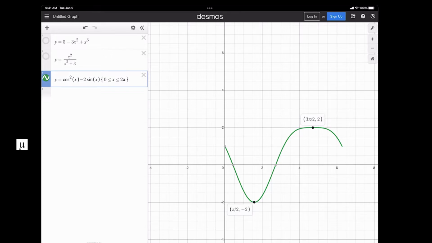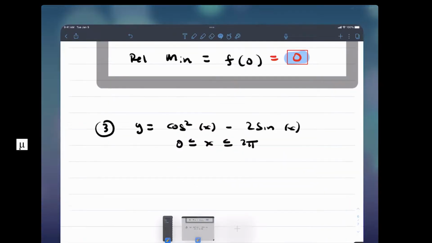And so as you walk left to right, I'm decreasing from 0 to pi over 2. Then I'm increasing from pi over 2 to 3 pi over 2. Then I'm decreasing back from 3 pi over 2 to 2 pi. So think of going uphill, downhill as you're walking left to right. Okay? So this is going to describe our increasing, decreasing.